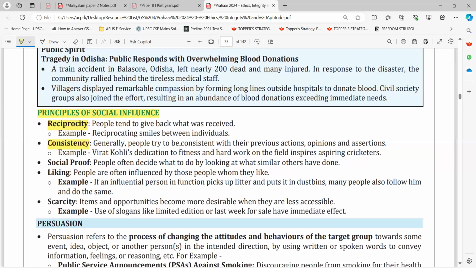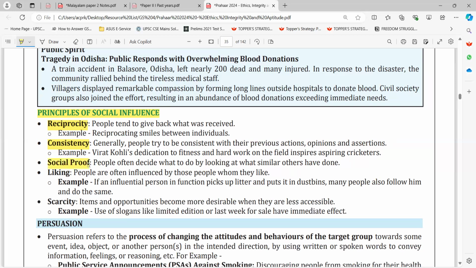Consistency, generally people try to be consistent with their previous actions, opinions, and assertions. Example, Virat Kohli's dedication to fitness and hard work on the field inspires aspiring cricketers.